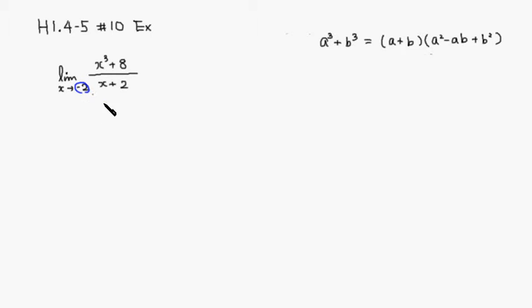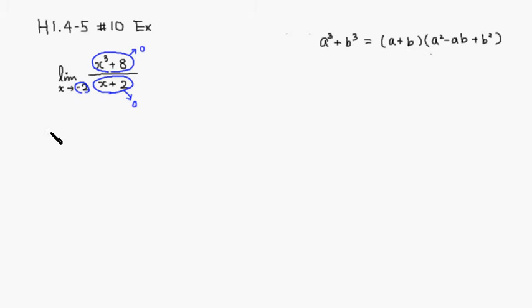So plug in. But you notice that the -2 plus 2, so the denominator is going to go to 0, right? And if you plug in -2 in the numerator, -2 cubed is -8 plus 8, so that's going to go to 0. So you basically have 0 over 0, which is inconclusive. So we're going to have to do something else.